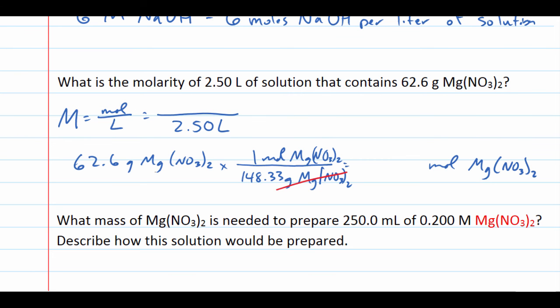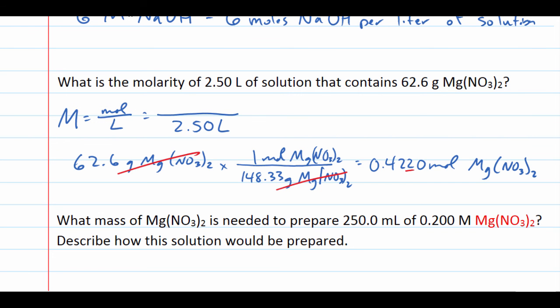And we do this so the grams of magnesium nitrate cancel out. After we do our calculation, we'll take 62.6, divide that by the 148.33, and we wind up with 0.4220 moles. I always like to take an extra digit along for the ride to prevent rounding errors. We get 0.4220 moles of the magnesium nitrate.